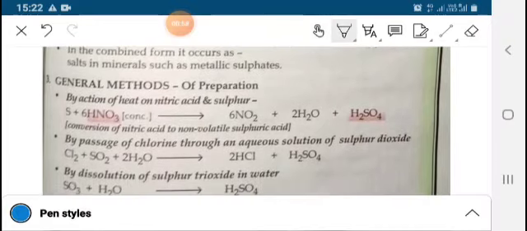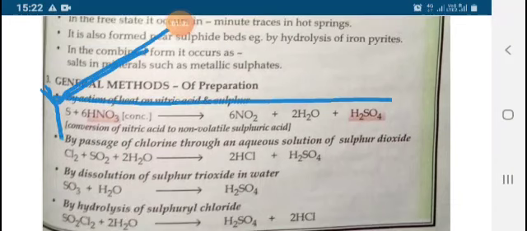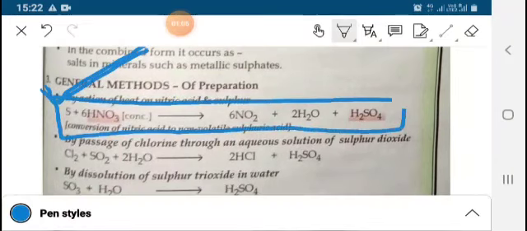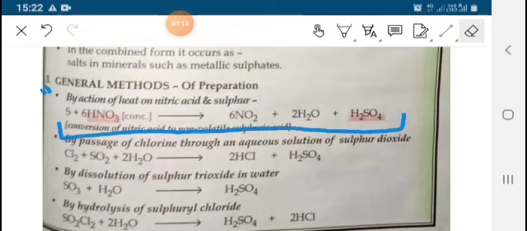Various methods of preparation of sulfuric acid are there. The most important is with sulfur. Sulfur reacts with nitric acid to give NO2, water and H2SO4.